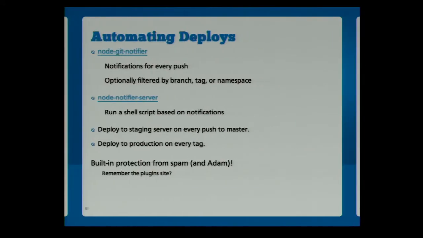This is really the last piece of the puzzle that makes everything work really well for us. Scott wrote this little package called node-git-notifier, which basically listens for post-receive hooks from GitHub. It gets a notification on every push, every tag, every time you do anything. You can listen for these events using services in Node. On top of that, we've built Node Notifier Server, which listens for an event from the post-receive hook and then launches a shell script to do whatever you need to do.